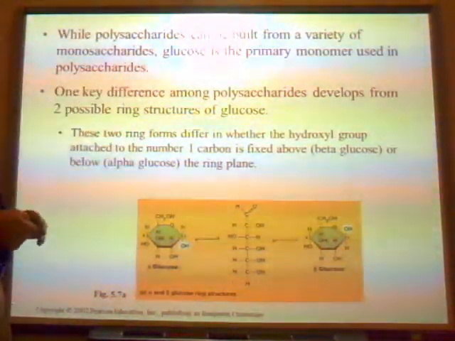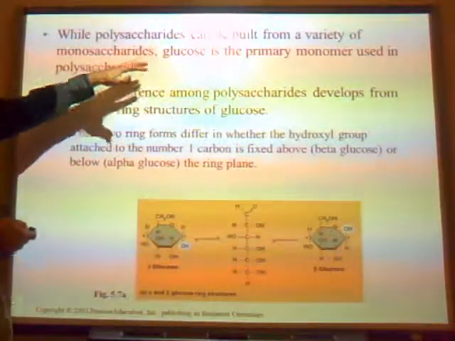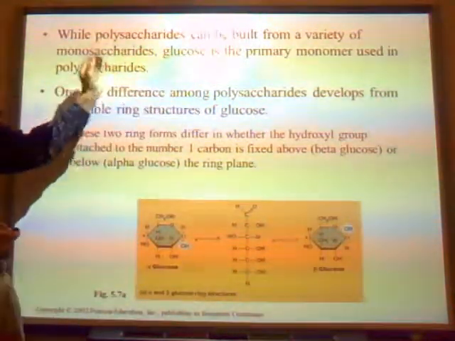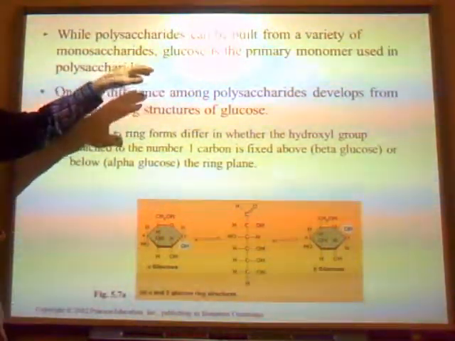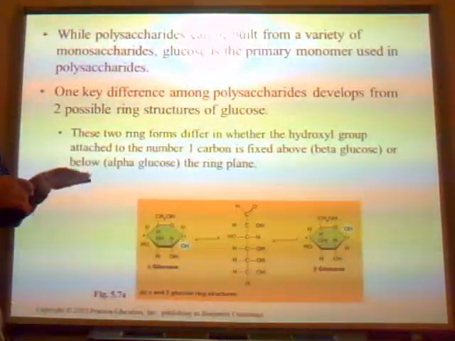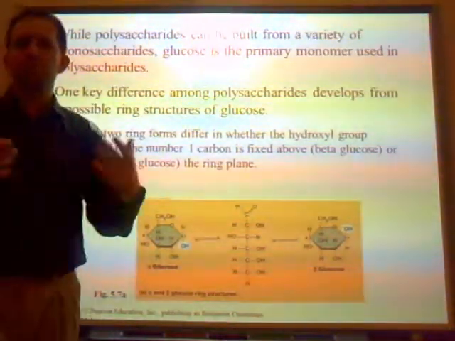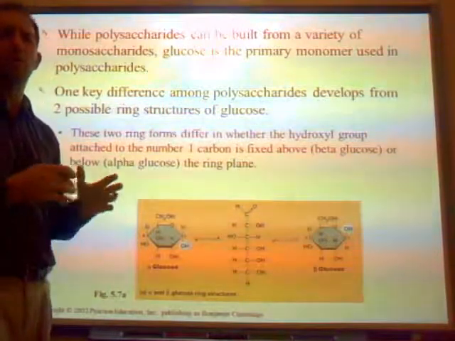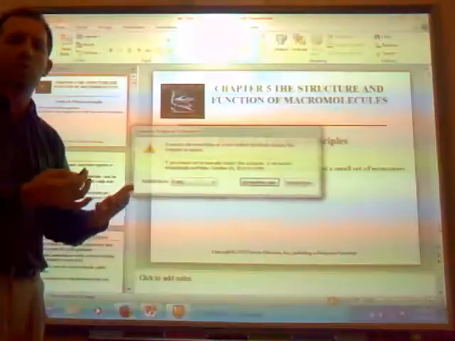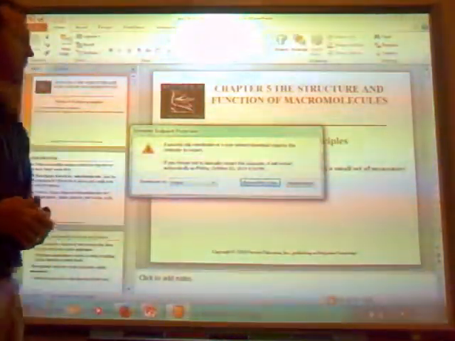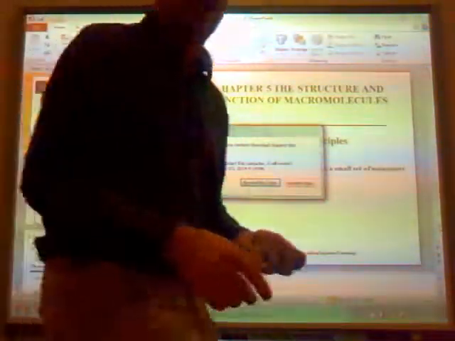And then we also have, when it comes to our polysaccharides, they're going to be built from a variety of monosaccharides, but glucose is of primary importance. There are so many things that this one particular monosaccharide can form just by the individual linkages that it has.